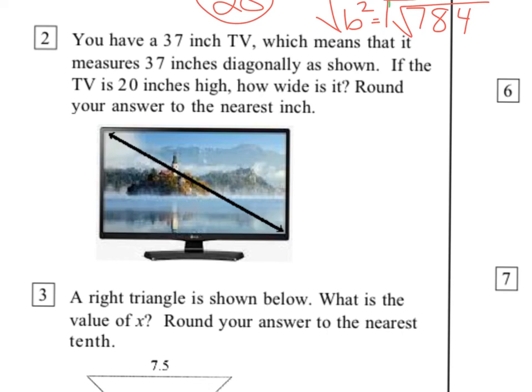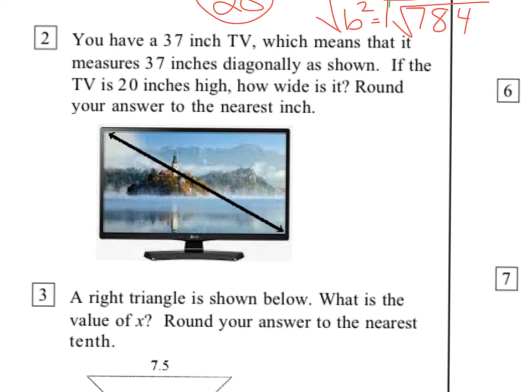Now the next one can be a little confusing just looking at it, because you also need to read it for me. As you're reading throughout this, it says you have a 37-inch TV, which means that it measures 37 inches diagonally as shown. This is going to be 37 inches, and that's how TVs are measured. If the TV is 20 inches high, how wide is it? Round your answer to the nearest inch. When you hear nearest inch, just think nearest whole number, okay?